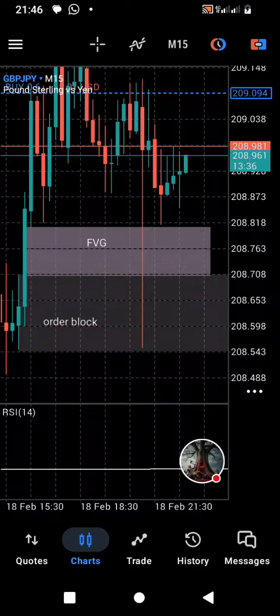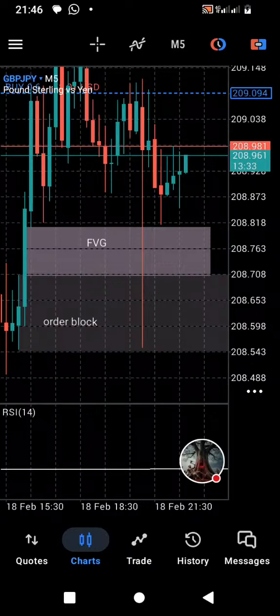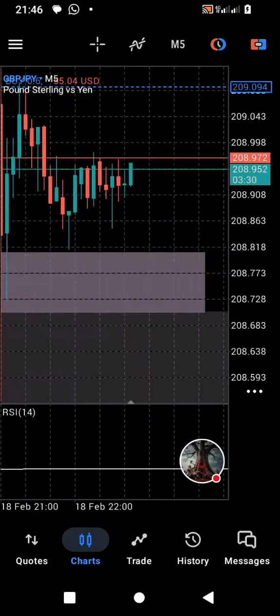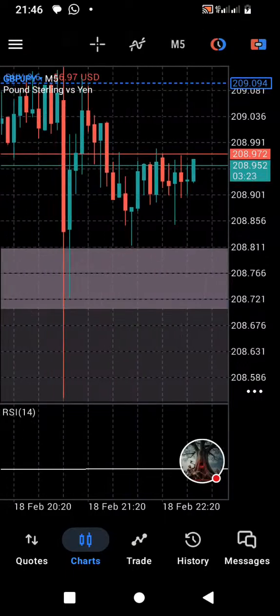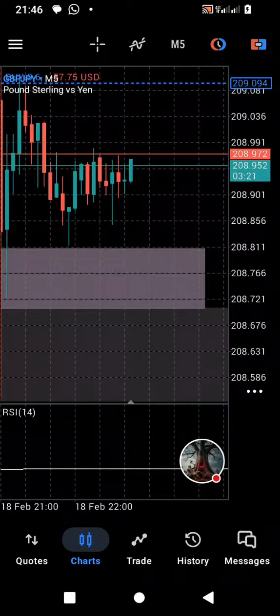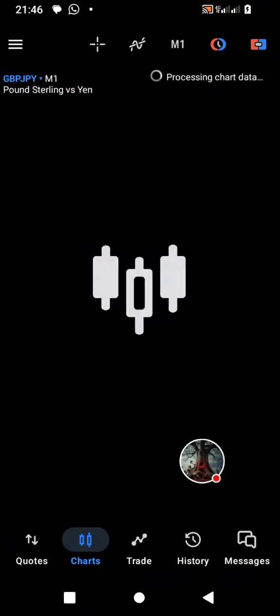Now to have a perfect entry, let's go down to 5 minutes time frame. You can see on the 5 minutes time frame, still same thing. Let's go to 1 minute time frame.